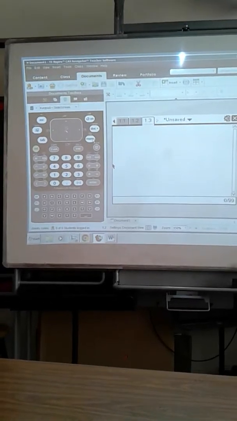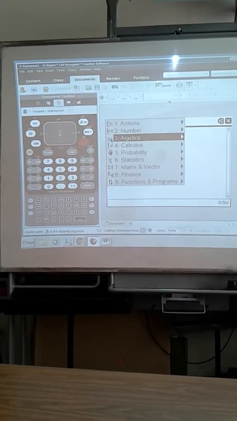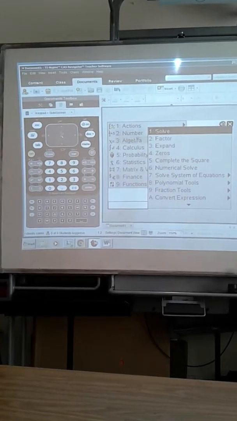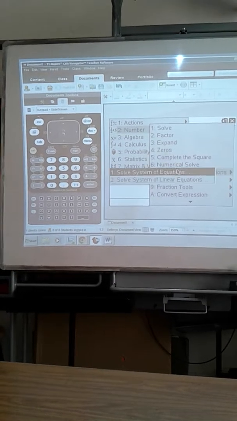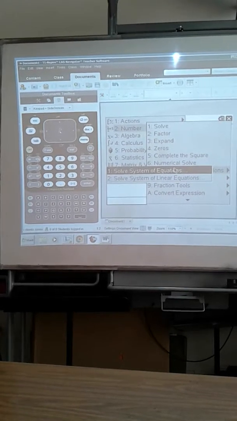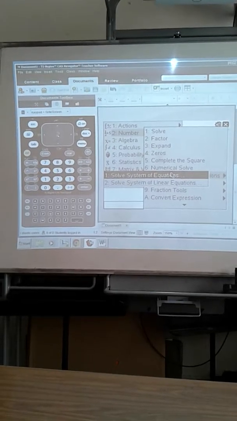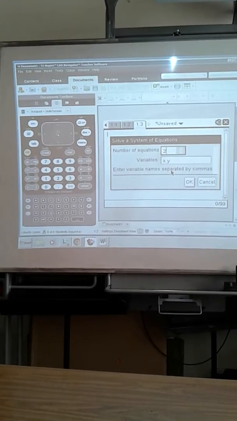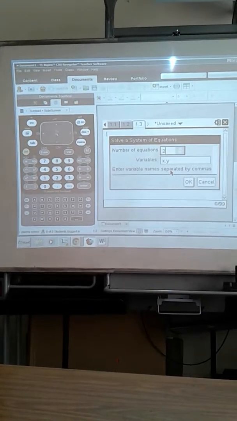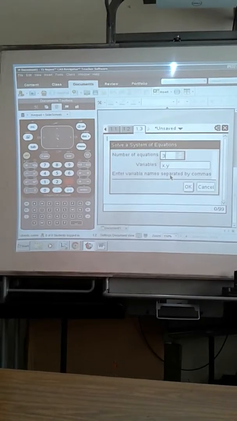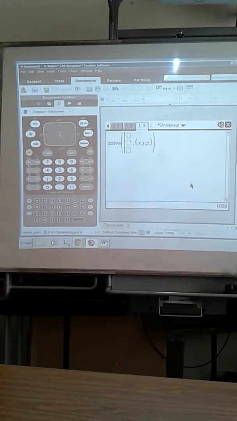You press Menu, Algebra, Solve a system of equations. Now my tabs may look a little different than yours, but it's still the same thing. So solve a system of equations. We have, instead of 2 equations, we have 3. So we're going to press Delete, input in 3, and then press OK.